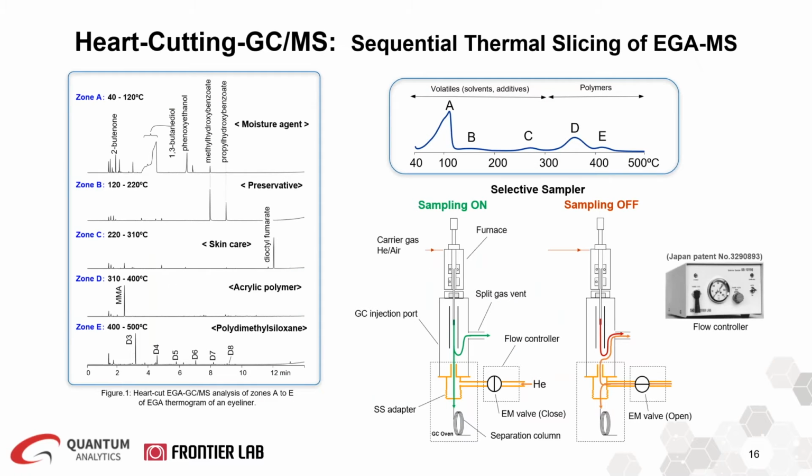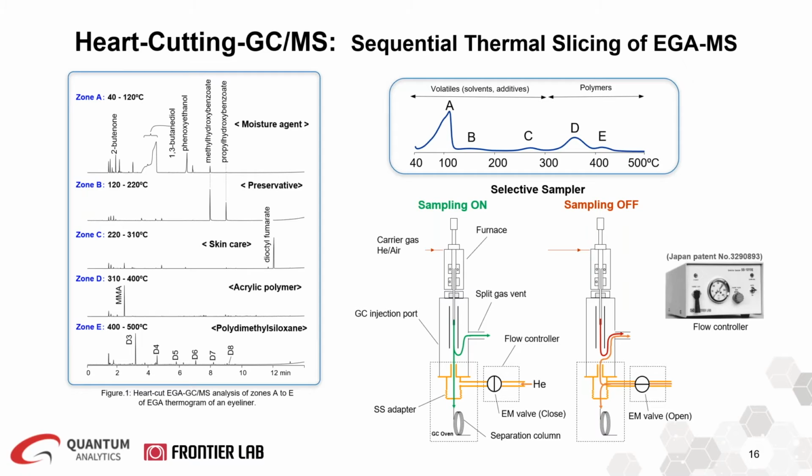Now let's talk a little bit more about hard cutting. Hard cutting is thermally slicing the EGA thermogram into multiple temperature zones to obtain separate GCMS chromatograms. This mode of operation is a very powerful technique for deformulation and reverse engineering, as well as failure and comparison analysis, because you're able to analyze the composition of a mixture in detail.